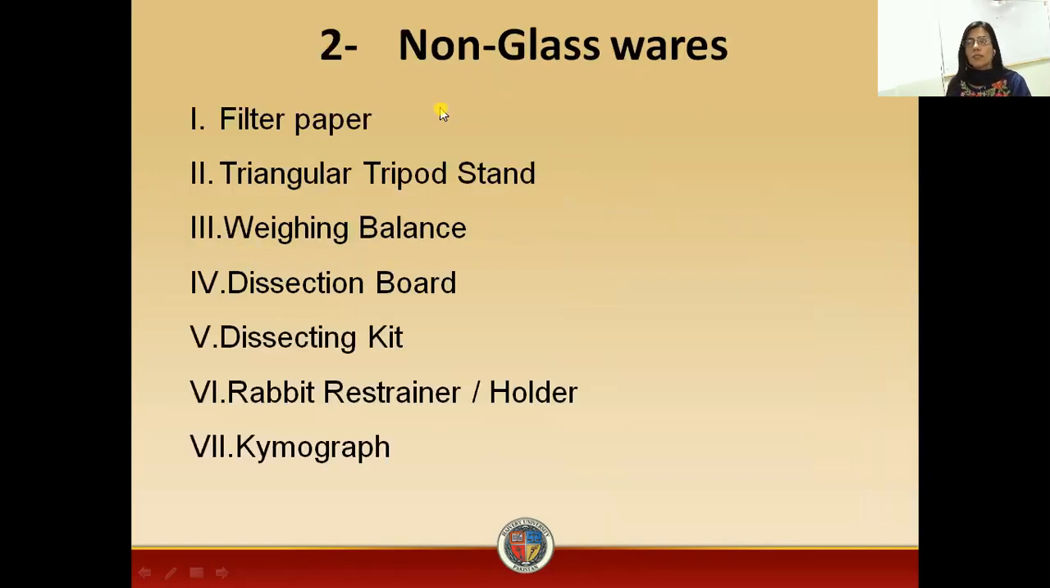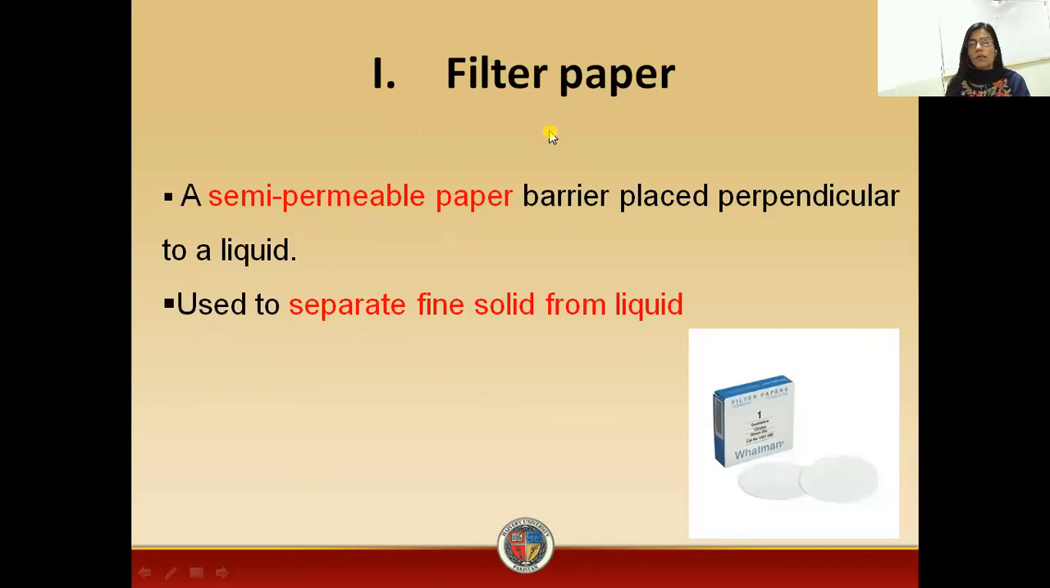Now we are going to discuss non-glasswares. Examples of non-glasswares include filter paper, triangular tripod stand, weighing balance, dissection board, dissecting kit, rabbit retainer or rabbit holder, and kymograph. Now what are filter papers?